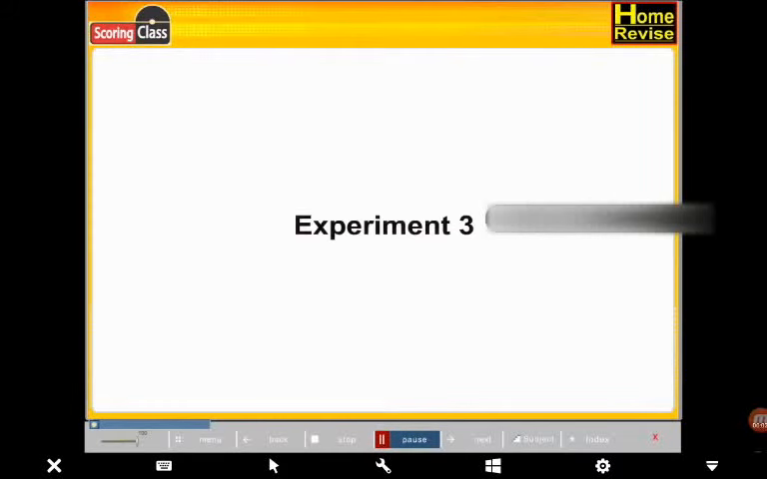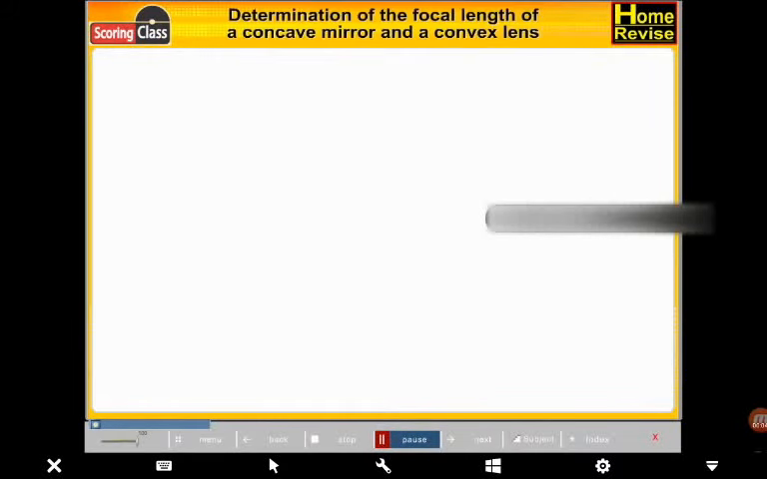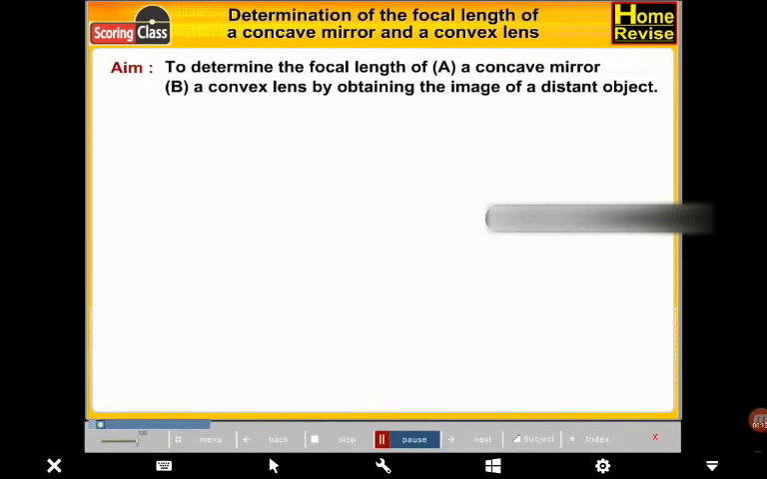Experiment 3. Determination of the focal length of a concave mirror and a convex lens. Aim: to determine the focal length of (A) a concave mirror and (B) a convex lens, by obtaining the image of a distant object.